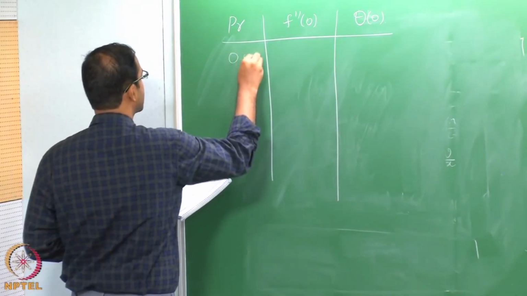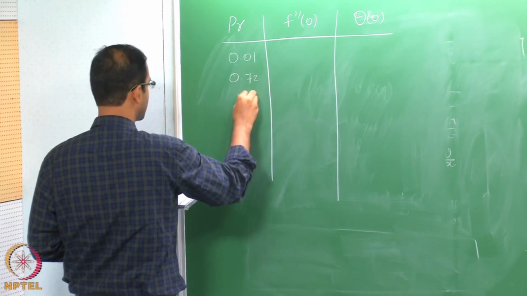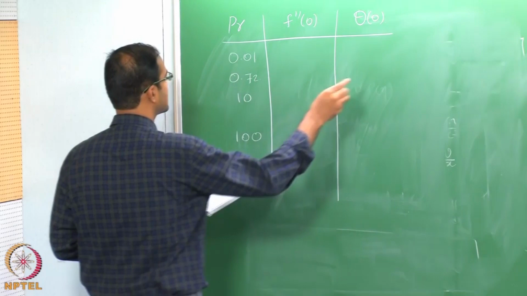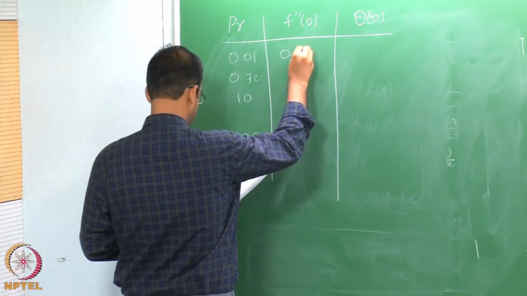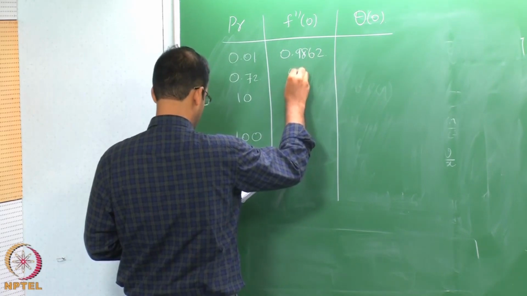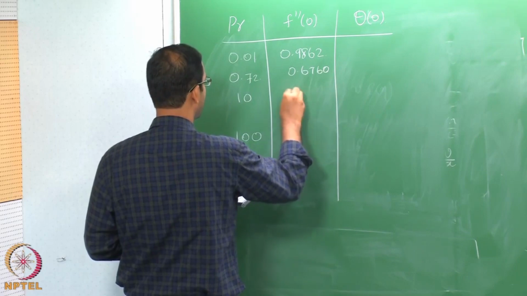So, if you vary the Prandtl number, for 4 different Prandtl numbers, if you find the solution by shooting method, you will end up with 0.9862, then 0.6760, 0.41.